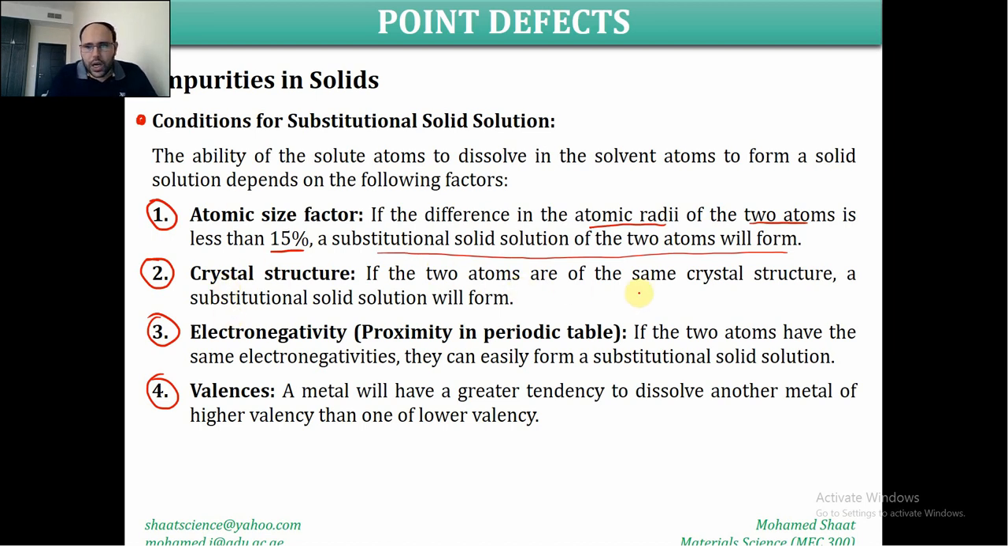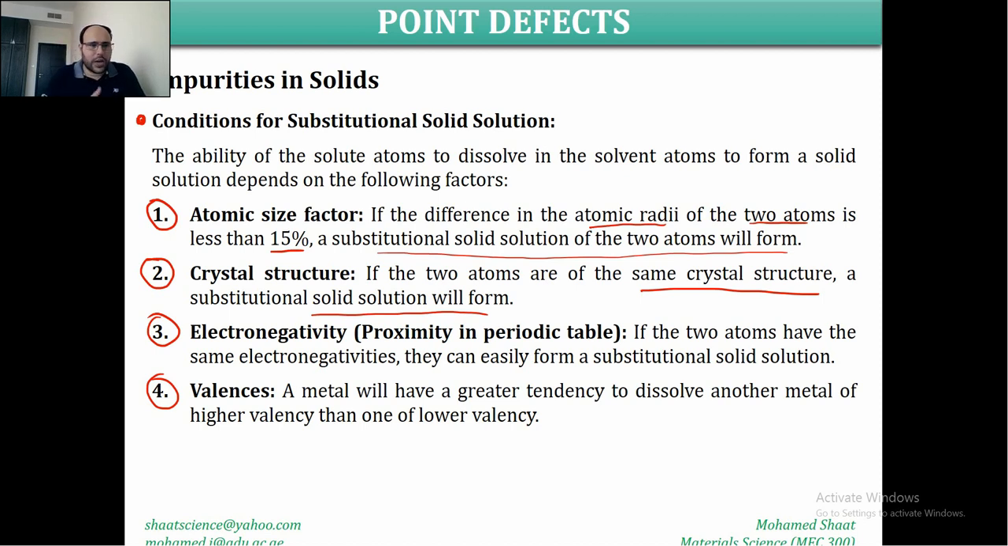The other condition is crystal structure. If the two atoms are of the same crystal structure, a substitutional solid solution will form. It is more likely to form in case both have the same crystal structure. But how about if they don't have the same crystal structure? You could consider the other conditions, but this is one of the conditions: if they do have the same crystal structure, they are likely to form.